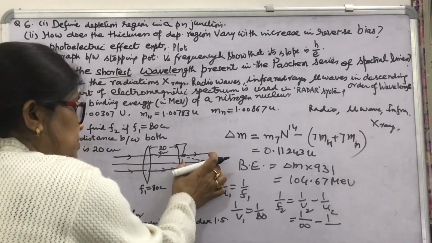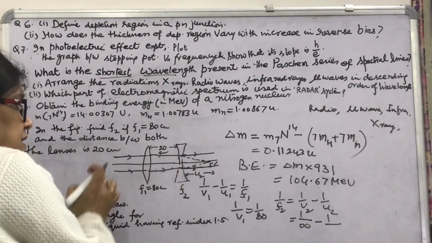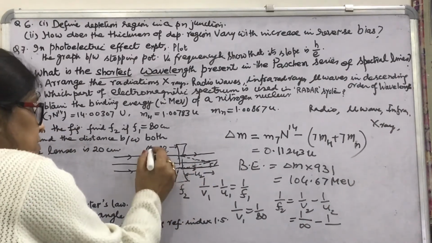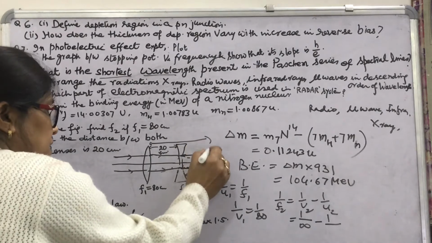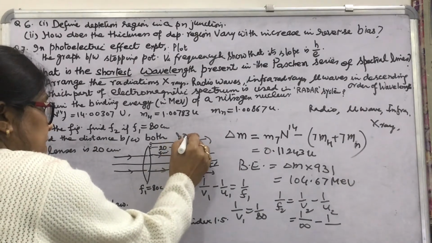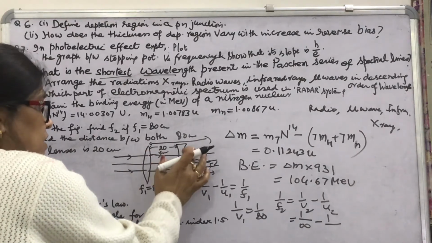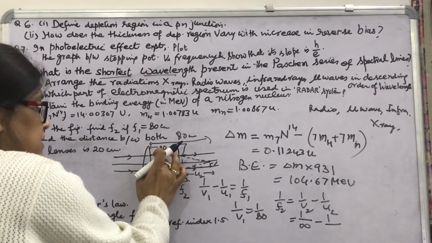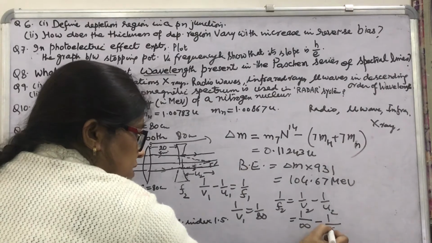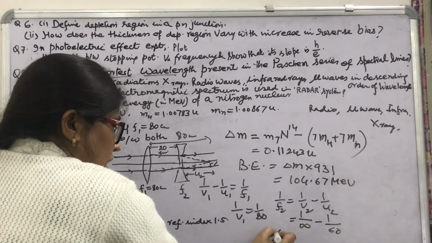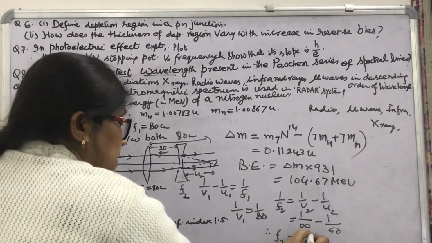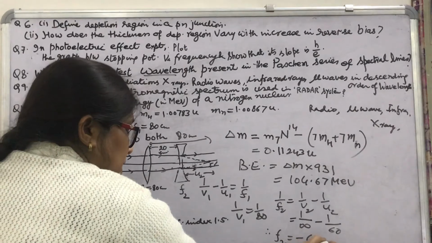What is this u2? This distance is 20 centimeter and this total distance from here is 80 centimeter, as we have calculated the image distance from the lens. So 80 minus 20 will be 60. So this will be 60. Therefore, F2 is minus 60 centimeter.